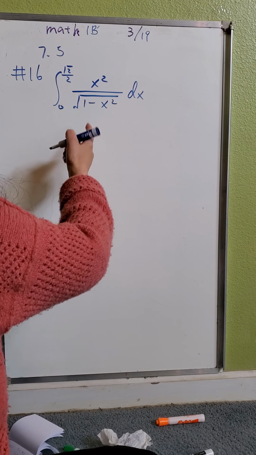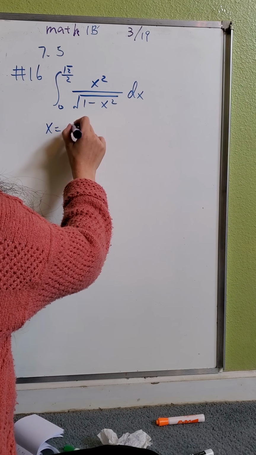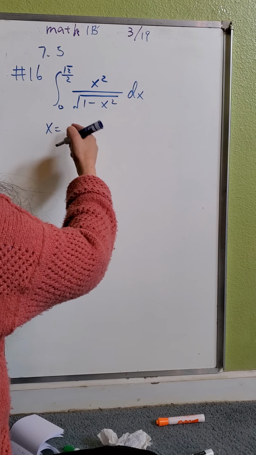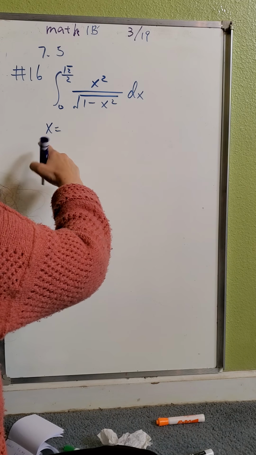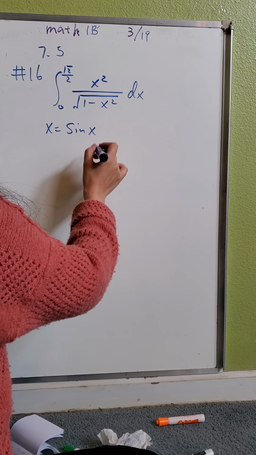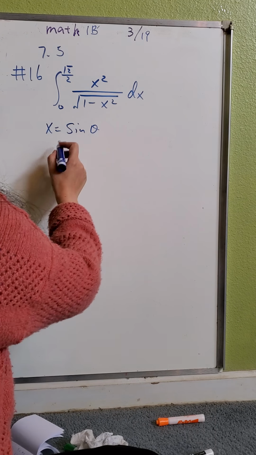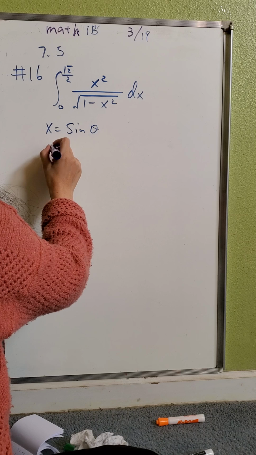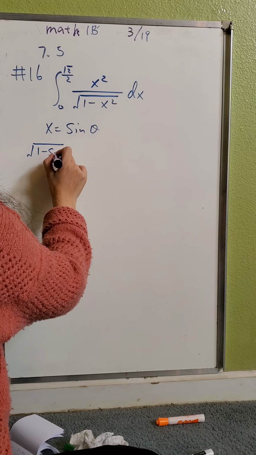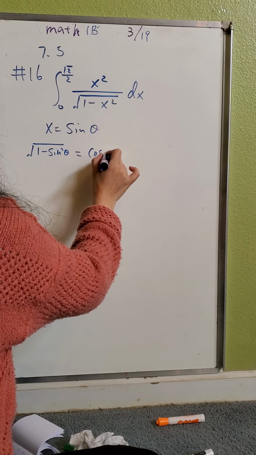So I'm going to let x equal either sine or cosine. I'm going to use sine because it's easier to come out as a cosine, and easier to integrate. So x equals sine theta. Then the square root of 1 minus x squared is the square root of 1 minus sine squared theta, and I gave you the formula last time: that just equals cosine theta.